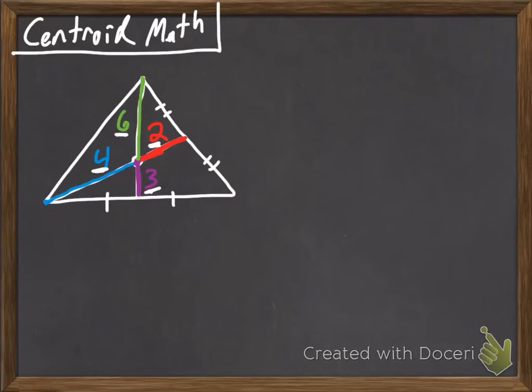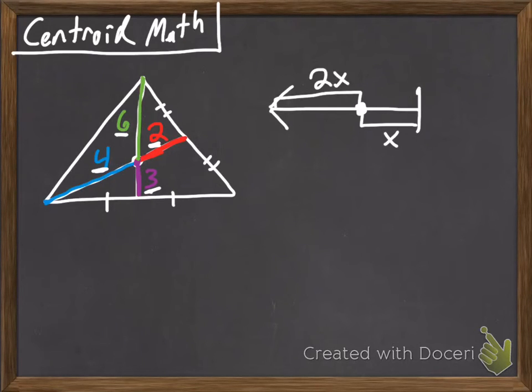So, in any triangle that has its medians, and we know the centroid, just imagine that this is the centroid. Here's the vertex of that angle. Here's the side that's being bisected. We take this piece here and we call it x. This piece here is 2 times x.